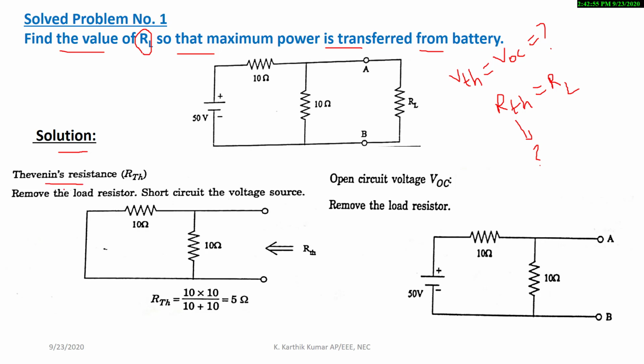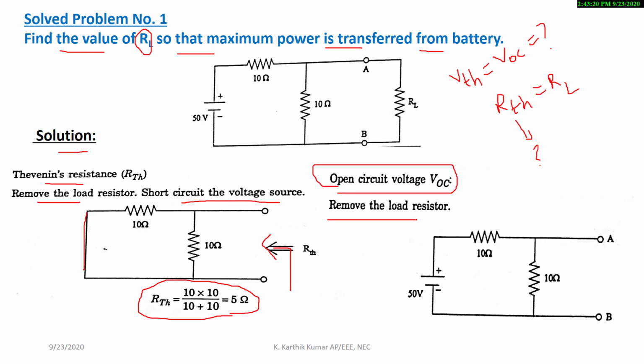So Thevenin's resistance RTH can be found by removing the load resistor and short circuiting the voltage source. Here we have the short circuit, and we have to find the RTH seen from the load terminal, that is the open circuit terminal. Here two resistors are in parallel, therefore 10 into 10 divided by 10 plus 10, which is 5 ohm. Okay, RTH is 5 ohm, and we have to find the open circuit voltage VOC.